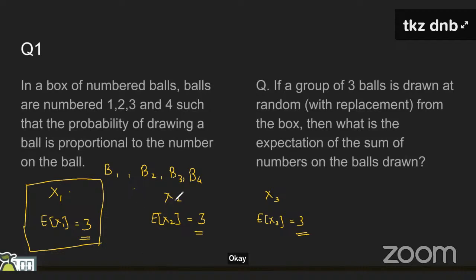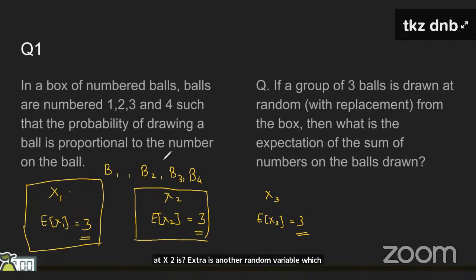Are you getting my point? X2 is another random variable, which says when you pick a ball whose numbers are like 1, 2, 3, 4, then what is the expectation? Expectation is 3. Why is this value 3 coming? It depends on the PMF also. PMF we have in the last question.